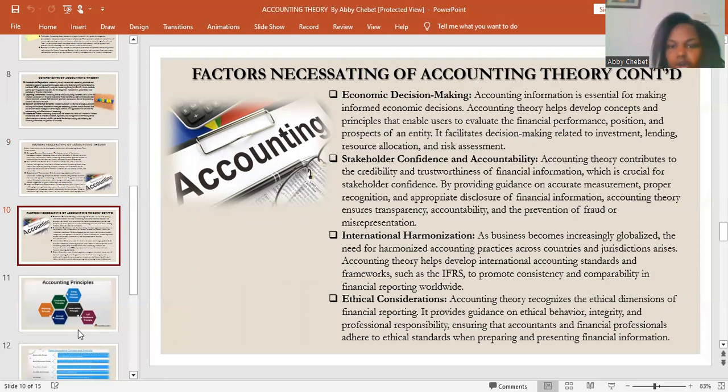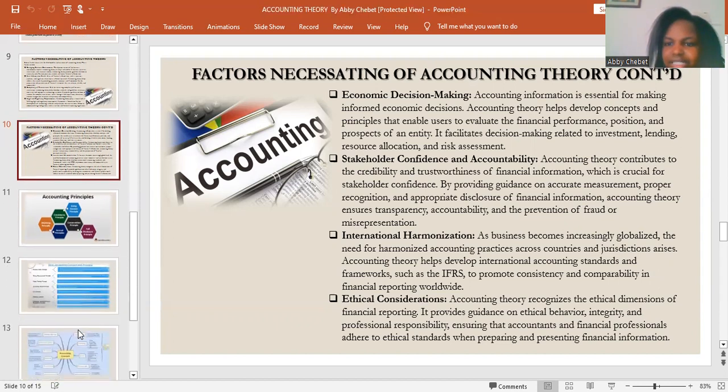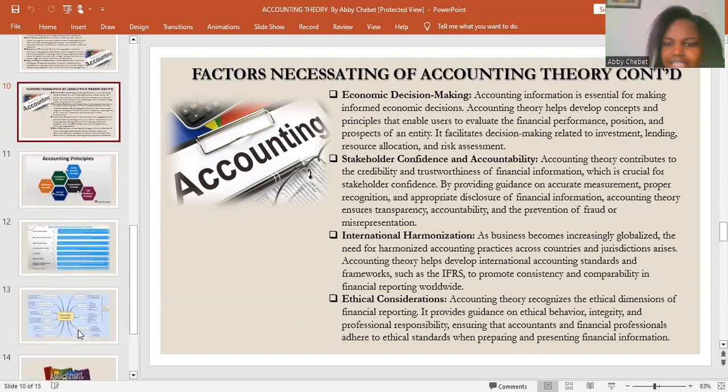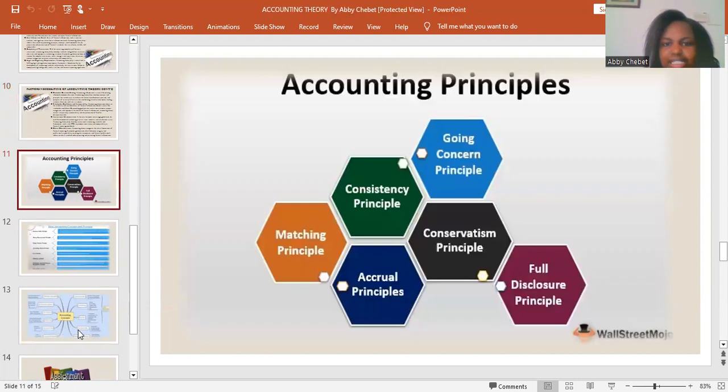We also have stakeholder confidence and accountability. This is very crucial. By providing guidance on accurate measurement, proper recognition, and appropriate disclosure of financial information, accounting theory ensures transparency, accountability, and prevention of fraud. International harmonization: as business becomes increasingly globalized, there's need for harmonized accounting practices. We also have ethical considerations, which is the last one. This is basically ethical behavior, integrity, and professional responsibility, ensuring that accountants and financial professionals adhere to ethical standards.